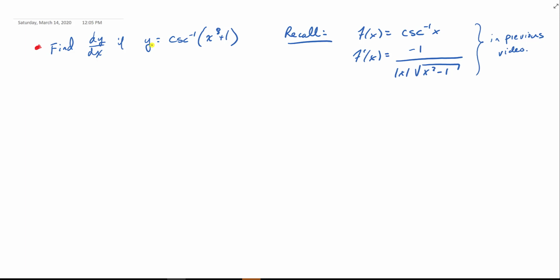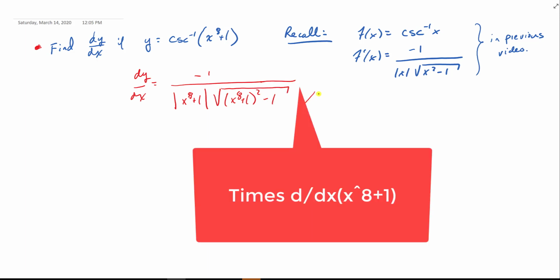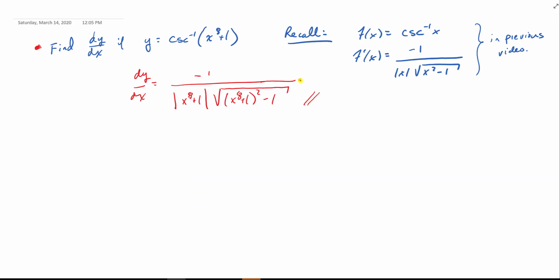So I'm going to take the derivative of this expression. That gives me dy dx is -1 all over the absolute value of x to the 8th plus 1 times the square root of, parentheses, x to the 8th plus 1 quantity squared minus 1. I'm not sure if MyMathLab will take this answer. I would encourage you to try it. Oh, and what did I forget? I forgot from the chain rule, I need to multiply this by the derivative of x to the 8th plus 1. So I need to multiply this whole thing by 8x to the 7th.